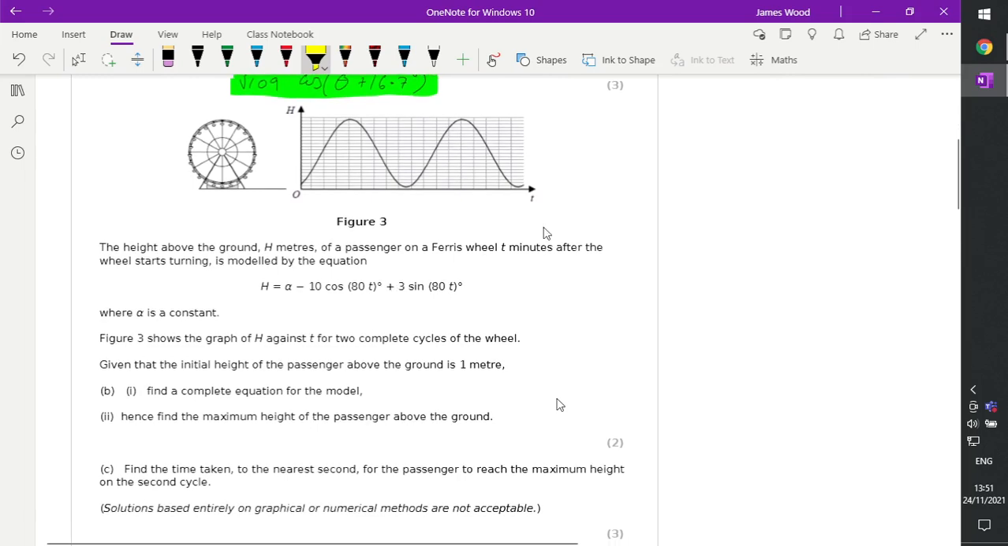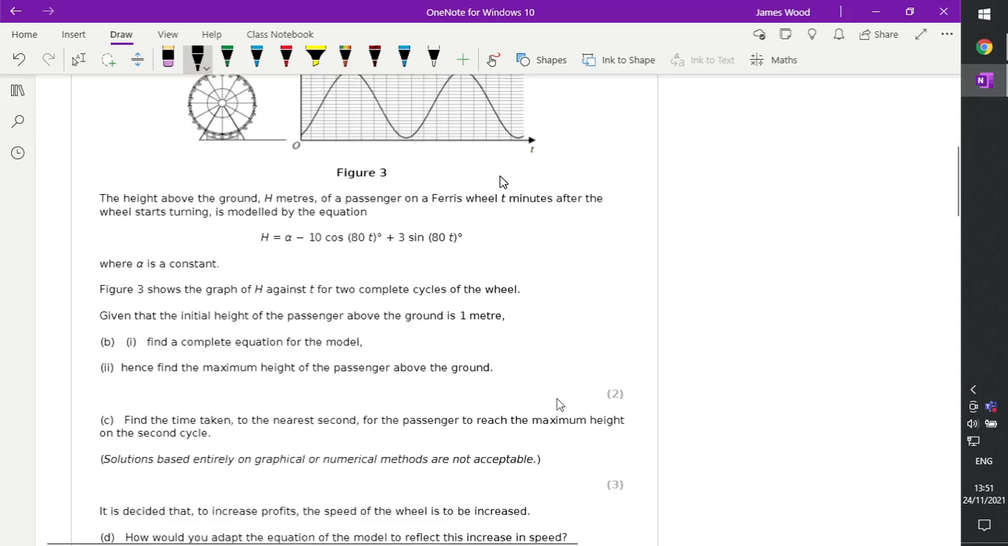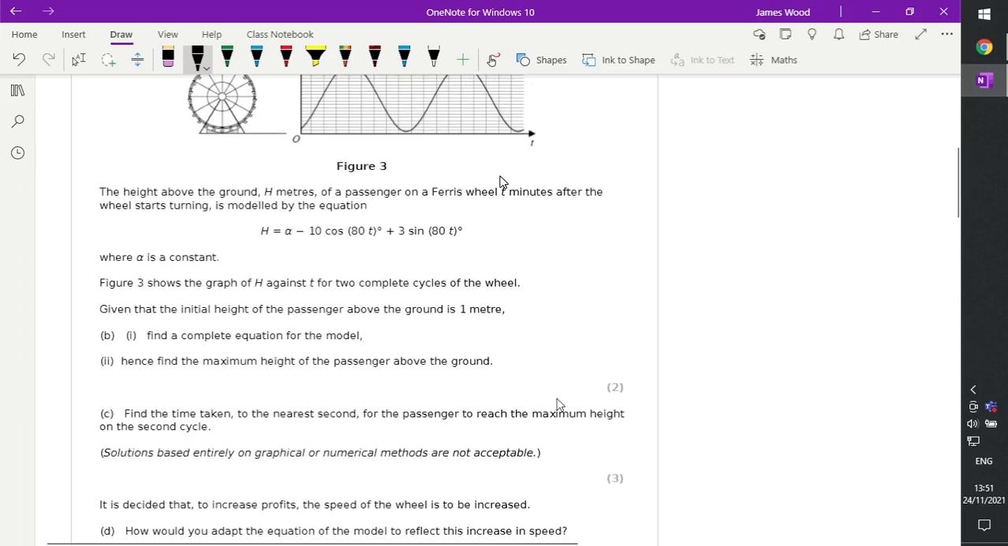Figure 3 shows a graph of h against t for 2 complete cycles of the wheel. So they're just going up and down and up and down, as you'd expect. Given that the initial height of the passenger above the ground is 1 meter, find the complete equation for the model. So this is what they've given us as the equation for now. But it's got this unknown value, alpha, in here. But we're told that the initial height, so initial height means that when t is 0, since the height is 1 meter, so h is 1 meter. So I can just substitute that in.